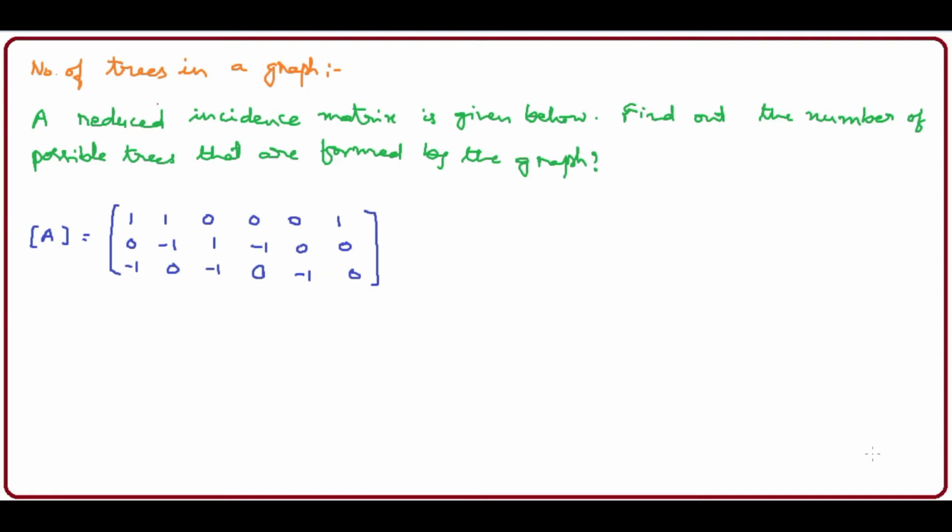So the reduced incidence matrix has been given to us. Now our job is to find out the number of trees. The formula for this is: take the reduced incidence matrix A, find its transpose, multiply the two, and then find the determinant of A into A transpose. So we need to find the multiplication of this.